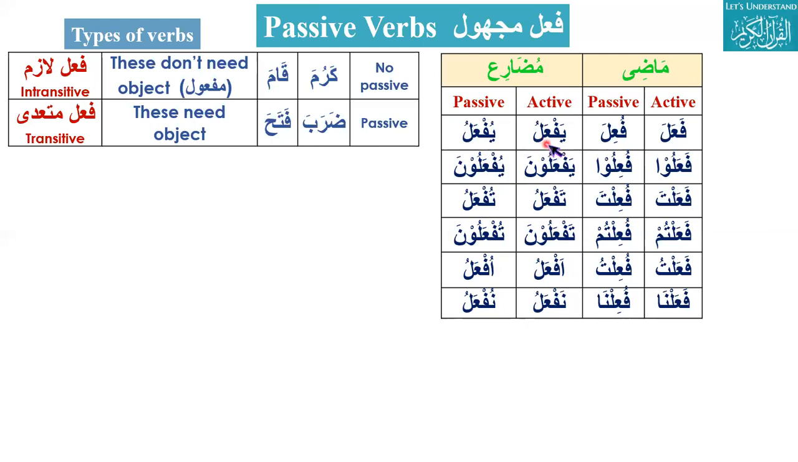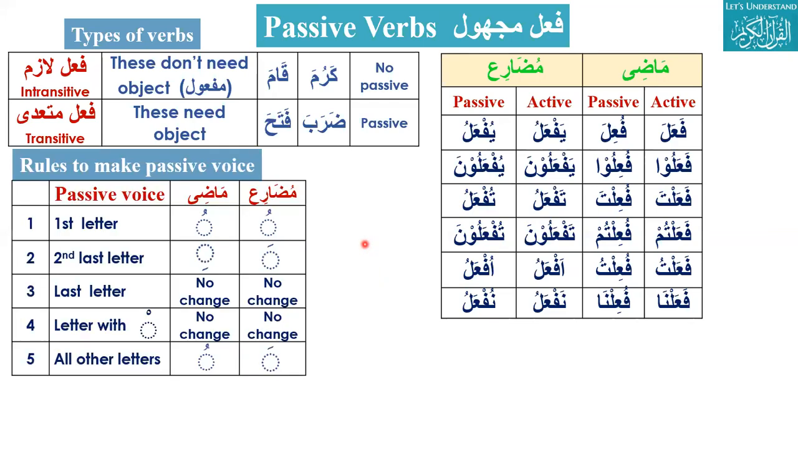Yaftahu means he opens or he will open. Yuftahu: he is opened or he will be opened. Very good. Yuftahuna: they are opened or they will be opened. Tuftahu: you are opened or you will be opened. Tuftahuna: you all are opened or you all will be opened. Uftahu: I am opened or I will be opened. Nuftahu: we will be open or we are open. Thank you very much.